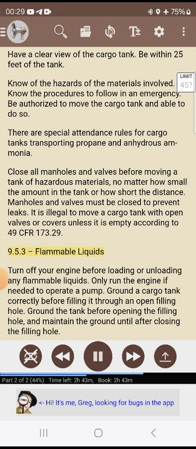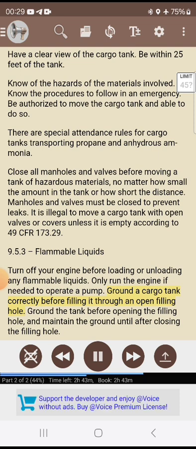9.5.3 Flammable liquids. Turn off your engine before loading or unloading any flammable liquids. Only run the engine if needed to operate a pump. Ground a cargo tank correctly before filling it through an open filling hole. Ground the tank before opening the filling hole, and maintain the ground until after closing the filling hole.